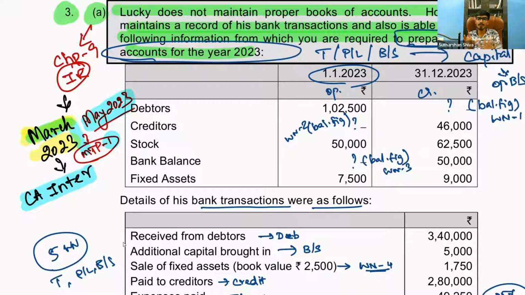Just put it in those 5 accounts. That is, you need to prepare the debtors account, the creditors account, the fixed assets account, and the bank balance. After that, to find the capital account, I will prepare the balance sheet. These 5 working notes I should prepare first.